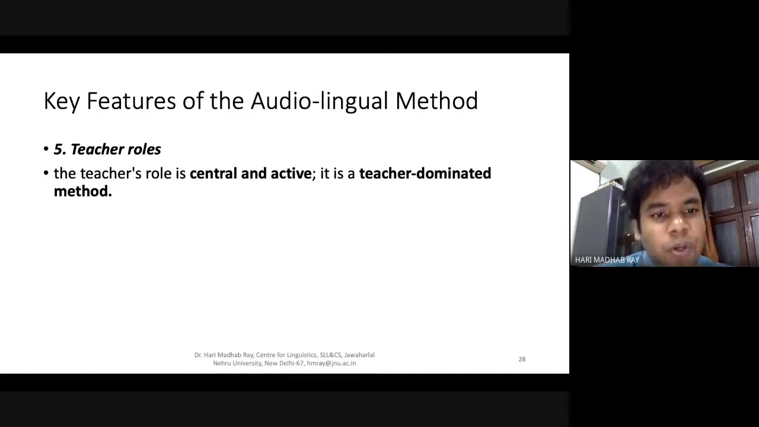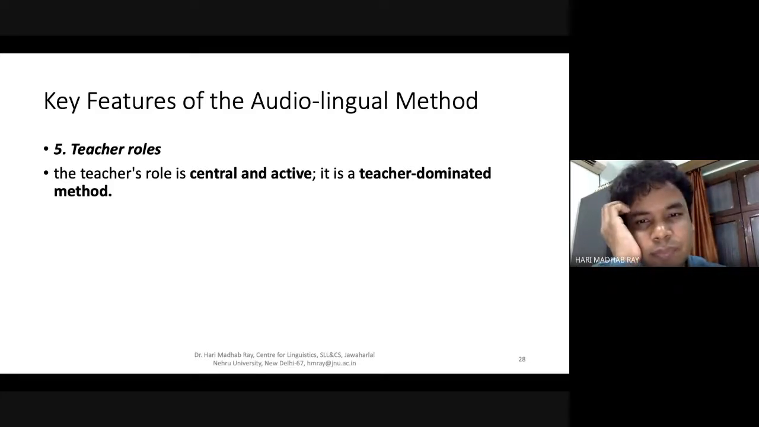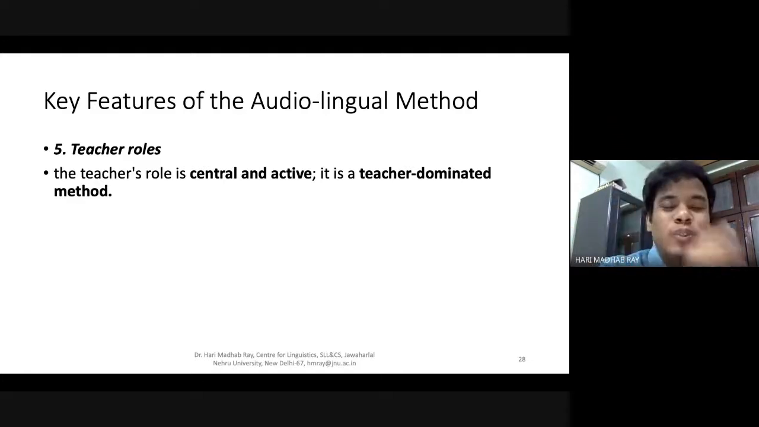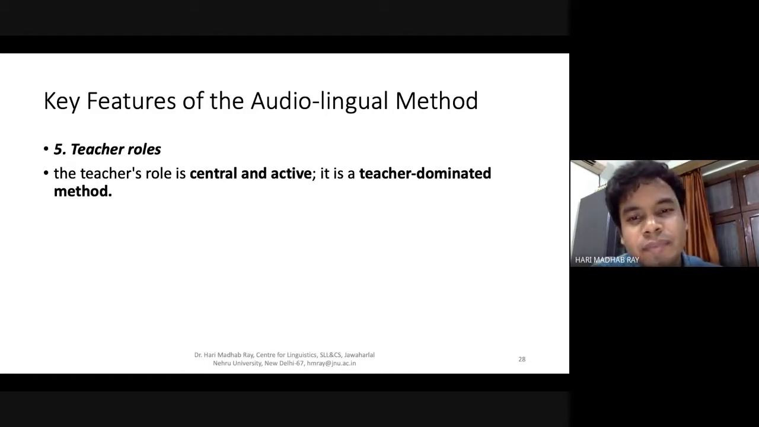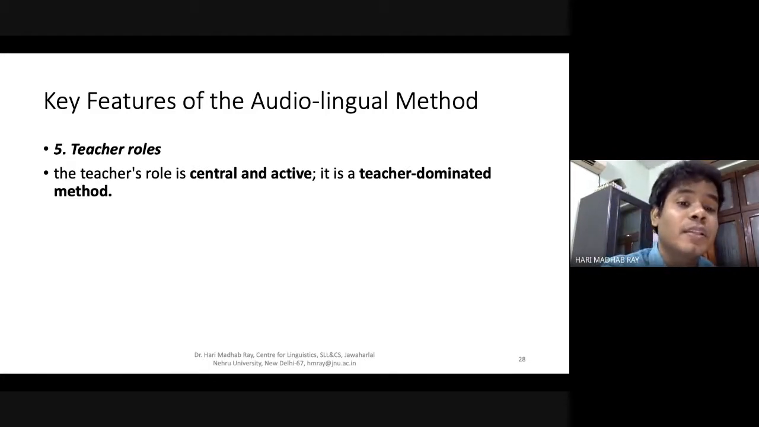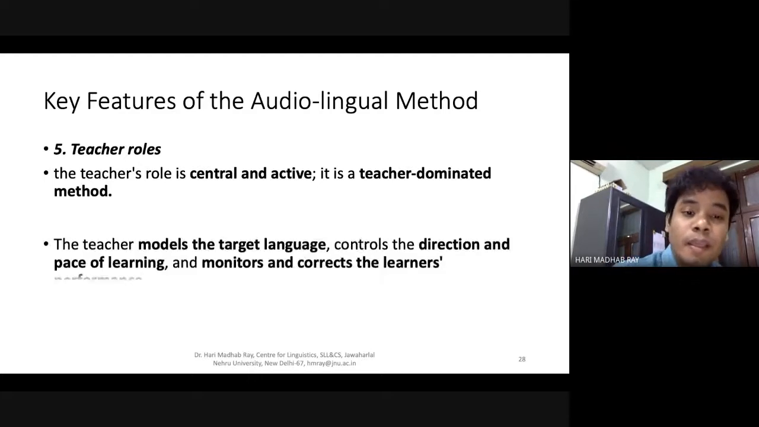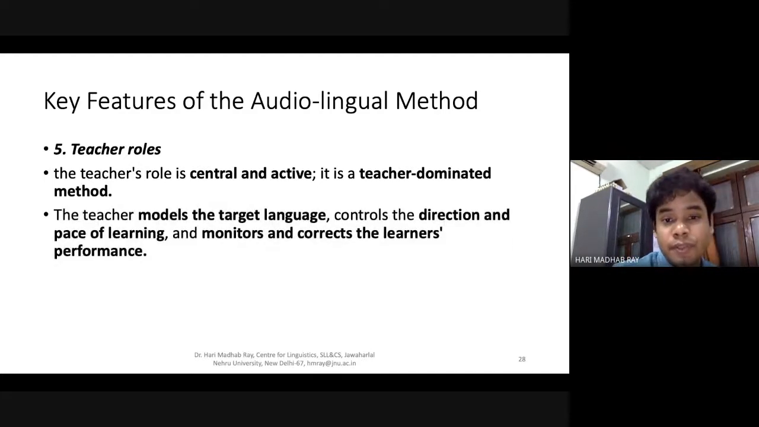And the teacher's role is central and active. It is a teacher-dominated method again. Compared to the direct method, which we had seen is learner centric, in the audiolingual method the teacher's role is central and active. It is a teacher-dominated method, and the teacher models the target language, controls the direction and the pace of learning, and monitors and corrects the learner's performance.